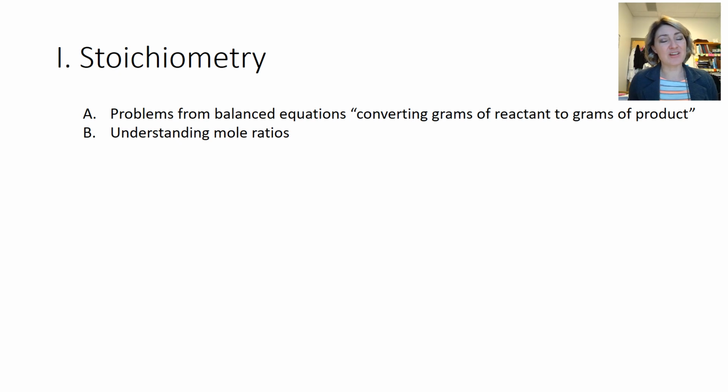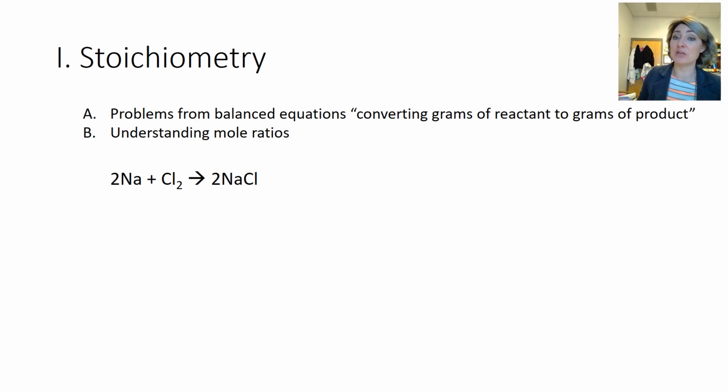This is going to require an understanding of mole ratios in order for you to do this. For example, let's take the balanced equation. If you're struggling with writing neutral compounds, balancing equations, and predicting products, you need to get good at that before we can be good at stoichiometry. So go back and review that. Sodium plus chloride gives me sodium chloride. And I know that it requires 2 sodiums and the diatomic element chlorine to make 2 complete sodium chloride molecules.